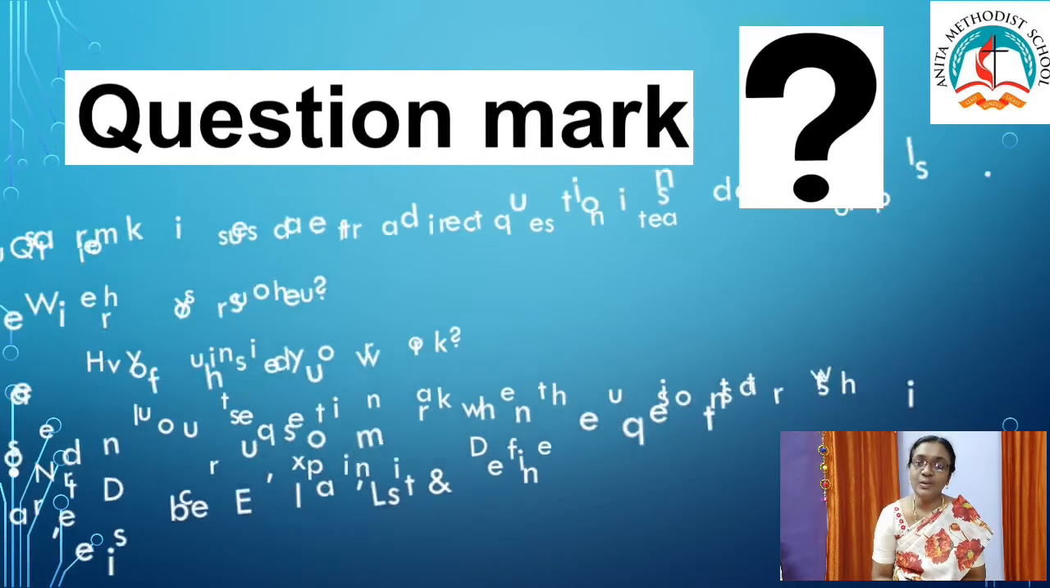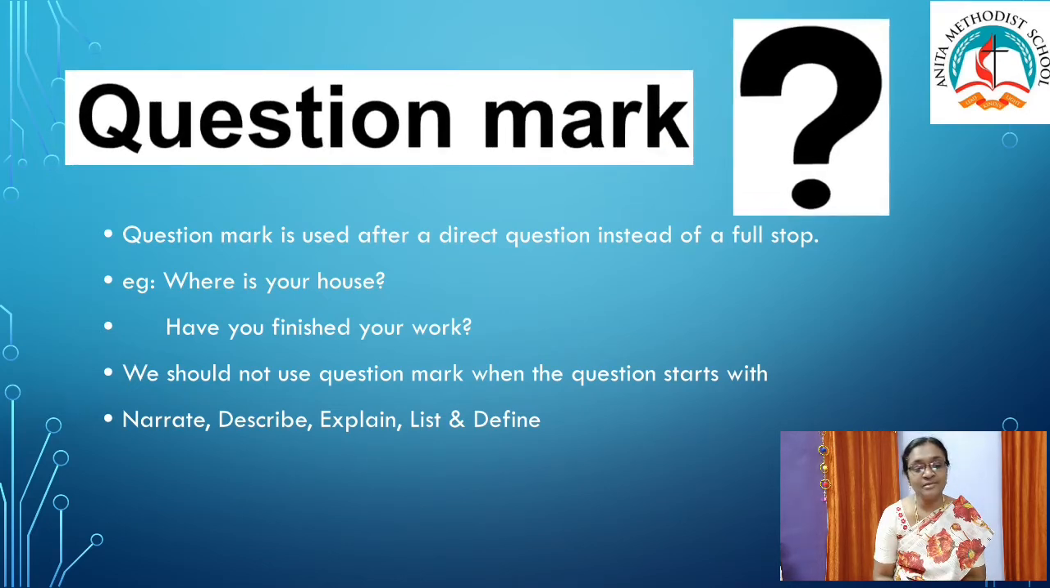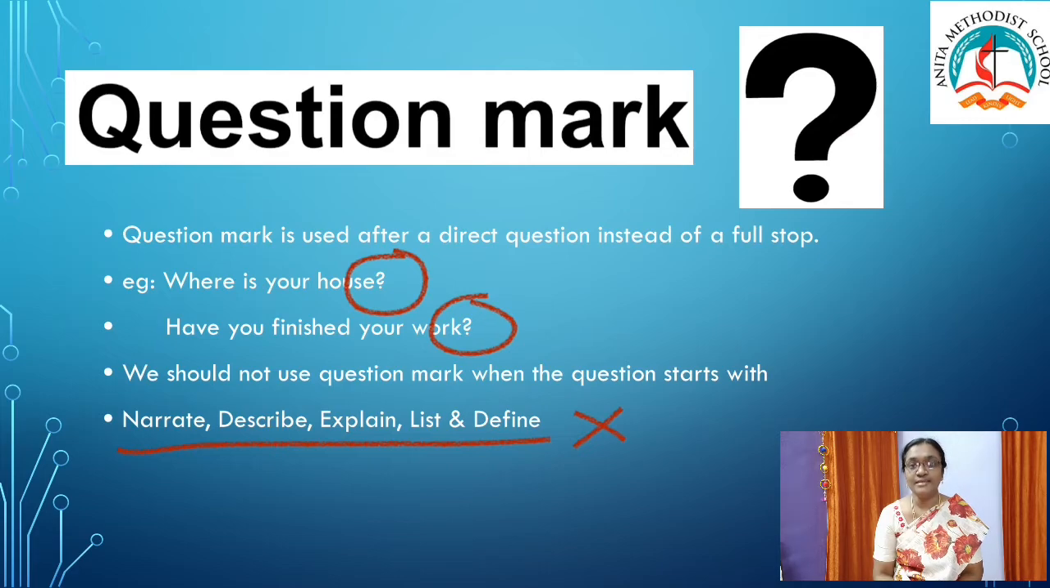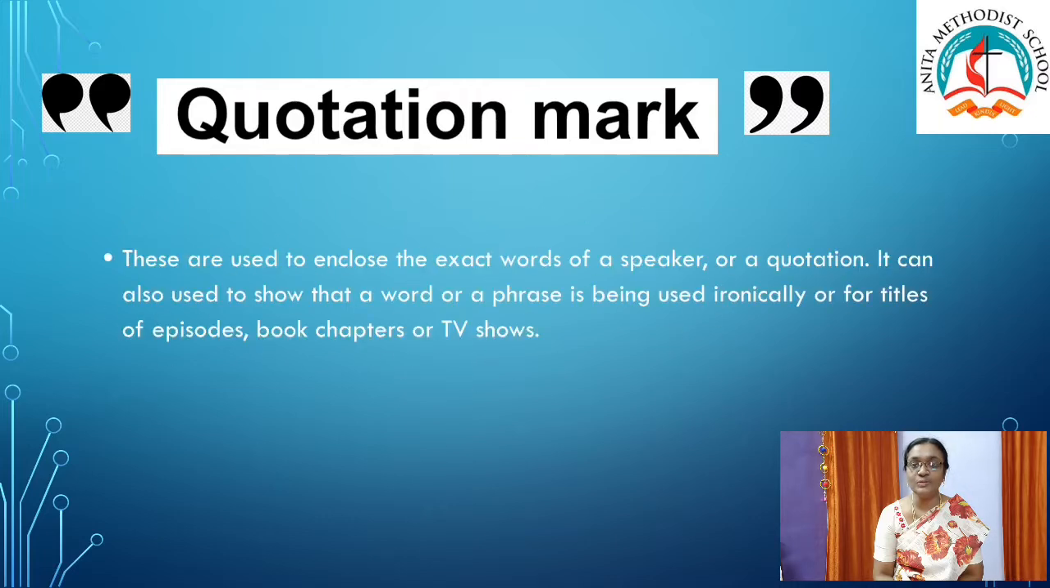Next we are going to see the question mark. Where do we use question mark? Question mark is used after a direct question instead of a full stop. When you ask a question, you have to use a question mark. For example, where is your house? Can you see the question mark there? Next one, have you finished your work? Can you see the question mark? Next one, we should not use a question mark when the question starts with narrate, describe, explain, list and define. There we should not use a question mark.